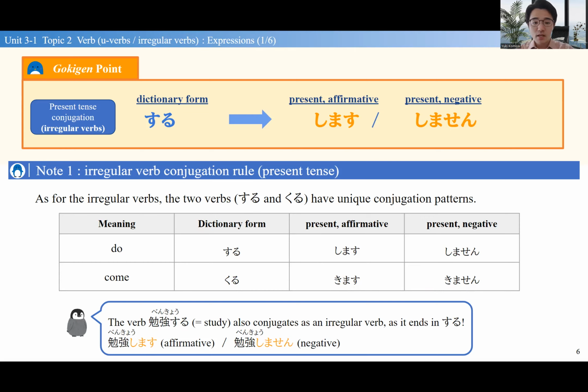So in the lesson, let's recite them and try to memorize. And also we're going to practice conjugating these different kinds of verbs and get used to them.